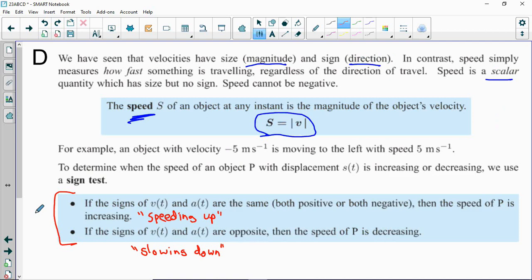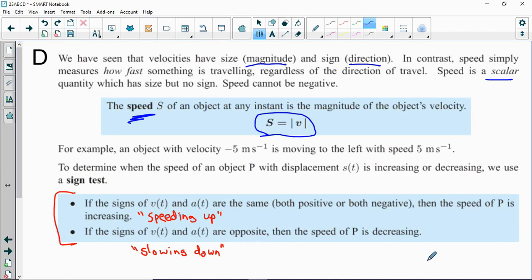And to determine this, we're just going to consider the signs of velocity and acceleration. If they match, then the object's speed is increasing. We use the phrase speeding up. If they're opposite, then the speed is decreasing. We use the phrase slowing down.